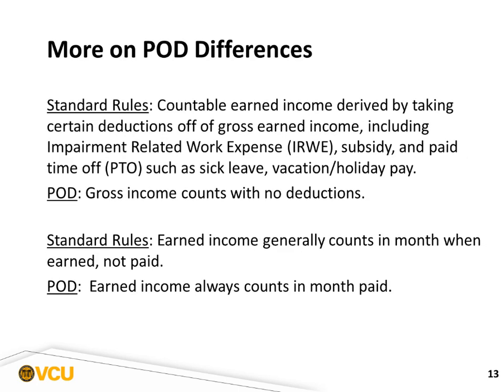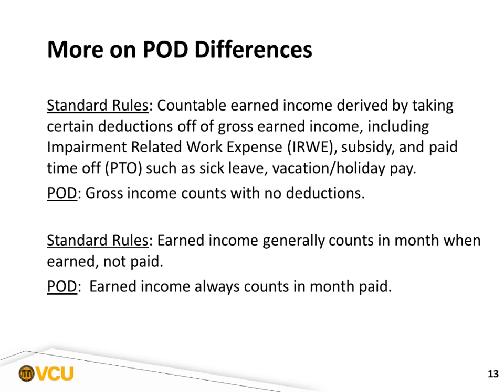Slide 13. So what are some additional differences between the treatment for POD participants and those who are having their earnings evaluated under the standard rules? On slide 13, you'll see that under the standard rules, countable earned income is derived by taking certain deductions off of gross earned income, things like IRWEs, subsidies, special conditions, and also things like paid time off. Remember in initial training, we taught you that when Social Security is looking at SGA, substantial gainful activity, they're not going to consider pay that was received when you weren't actually working. So if there is sick leave, vacation or holiday pay, all of that is taken off. Remember, that adds complication to the system. But under POD, gross income counts with no deductions.